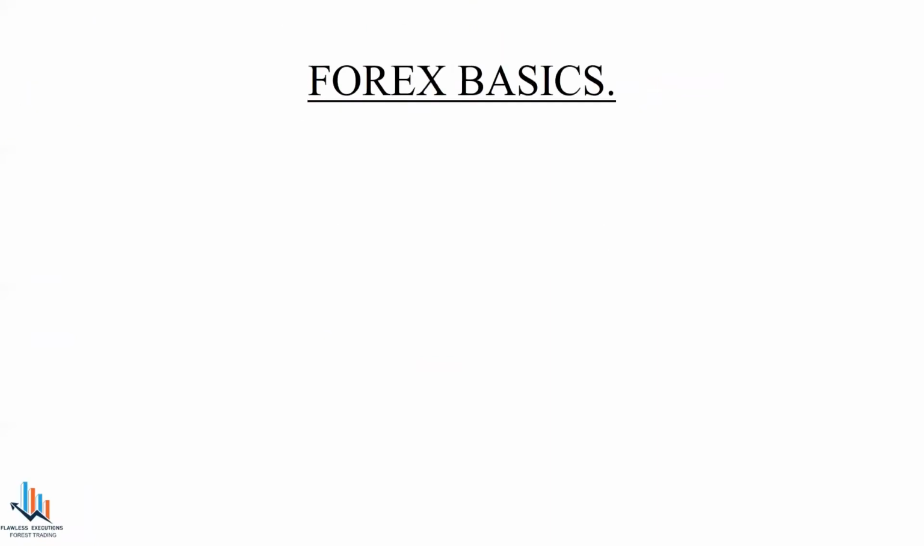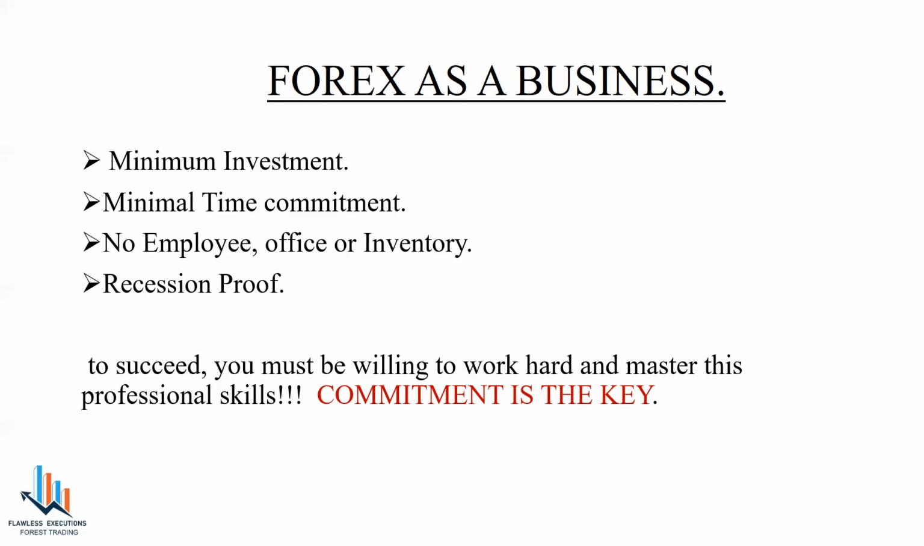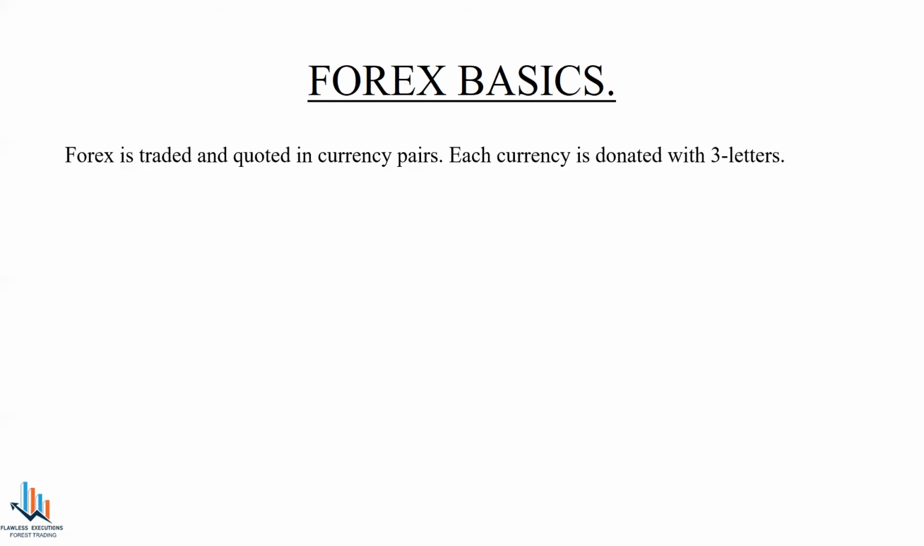Now let's look at some forex basics. Forex is traded and quoted in currency pairs. Each currency is denoted with 3 letters. As we said earlier, forex is the exchange of currency or money from one currency to another at a mutually agreed rate. So as we are exchanging money from one currency to the other, we need both currencies. So forex is traded in currency pairs, and each currency is denoted with 3 letters. Each currency we find in the world is given 3 letters.